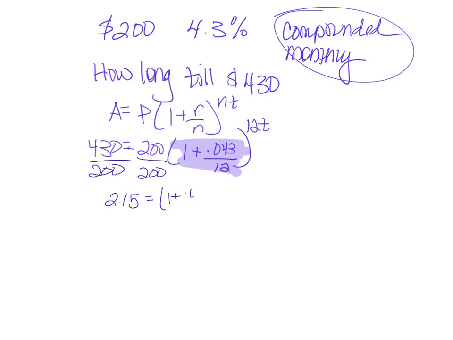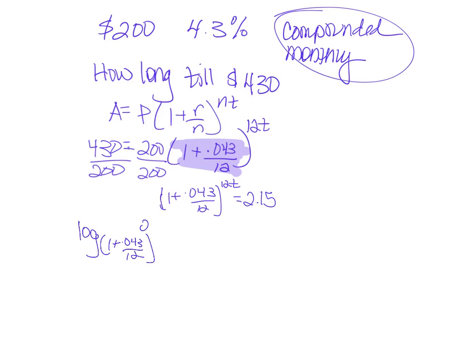So 1 plus 0.043 over 12, to the 12t, equals 2.15. Now, I'm not using a natural log here because I don't have an e. But I am going to use a regular log to solve for t. I'm going to move my 2.15 to the right, and I'm just going to put it in log form. So I have log, and then that base, 1 plus 0.043 over 12, of 2.15 equals 12t.